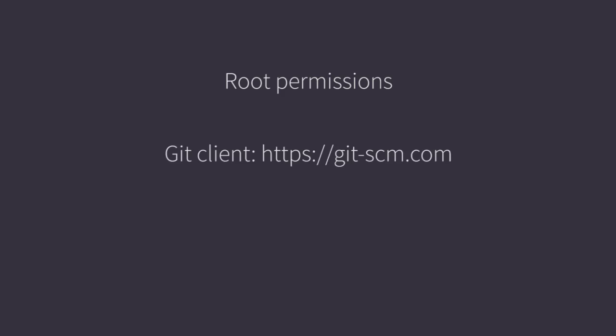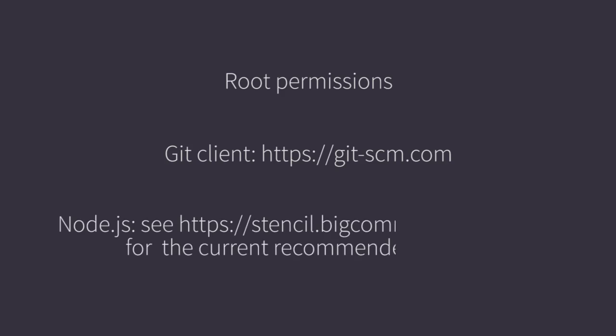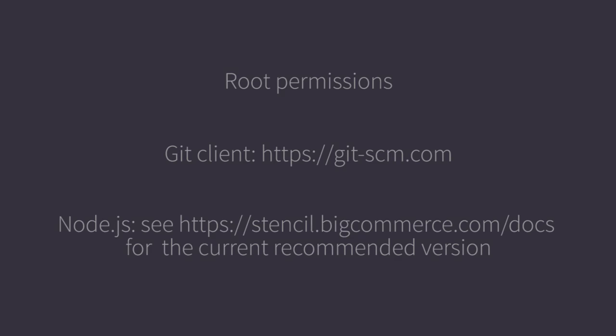Next, you will need a Git client. My Linux distro came with Git installed, but if yours did not, you should be able to find installation instructions for your distro at git-scm.com. After that, you'll need to have node.js. We recommend using NVM for installing Node. Please check the Stencil documentation for the current recommended version.